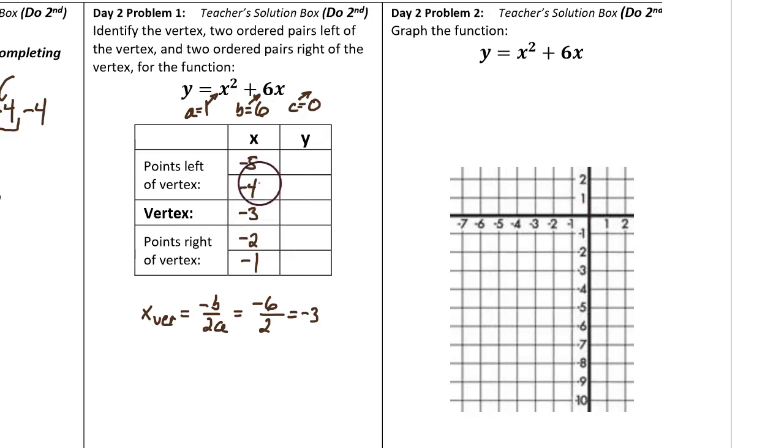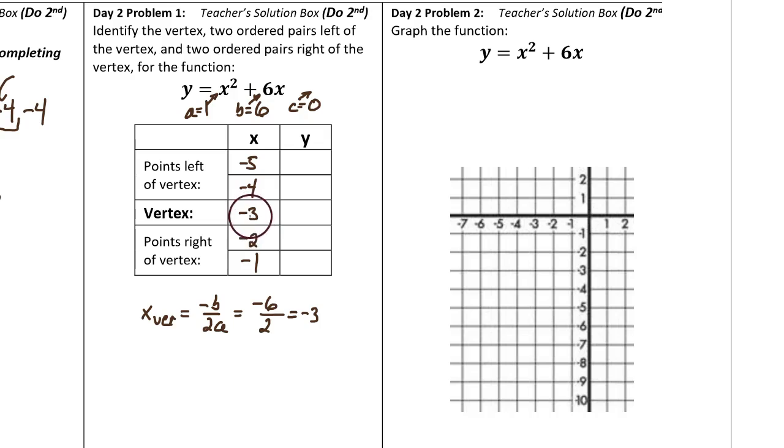I'm not putting these in random order. I have on purpose put the vertex in the middle and then got smaller as I went up the chart, larger as I went down the chart. Starting at the top and going down, it increases every time. The reason for doing that is so that when I figure out my y values, I can find symmetry.